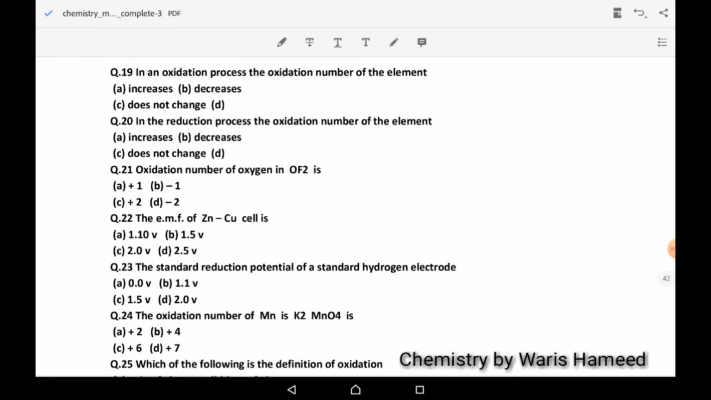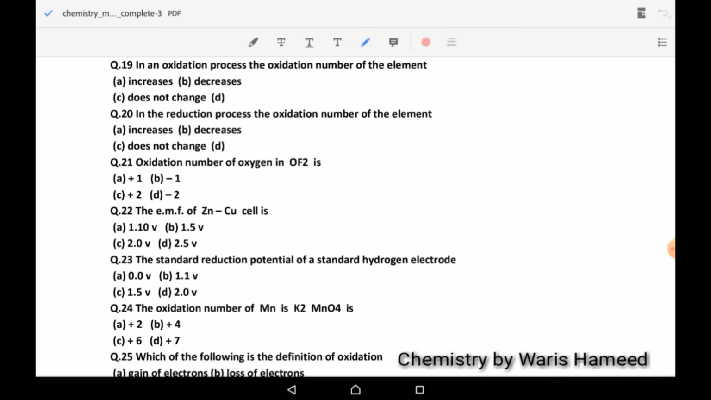in an oxidation process, the oxidation number of the element increases. So A is the correct answer. In the reduction process, the oxidation number of the element decreases. Oxidation number of oxygen in OF2: fluorine has -1 and here oxygen will be +2.